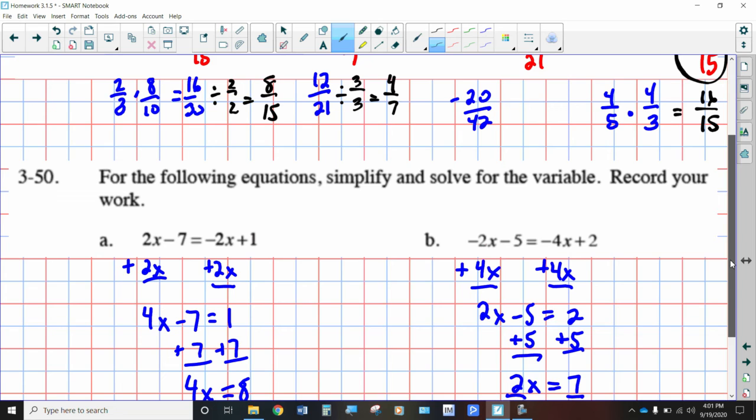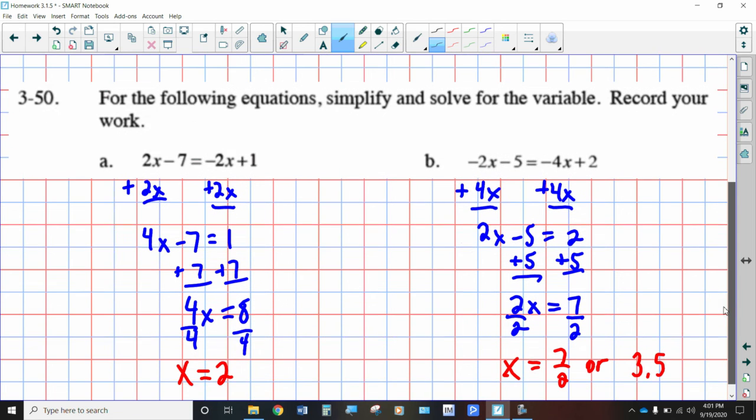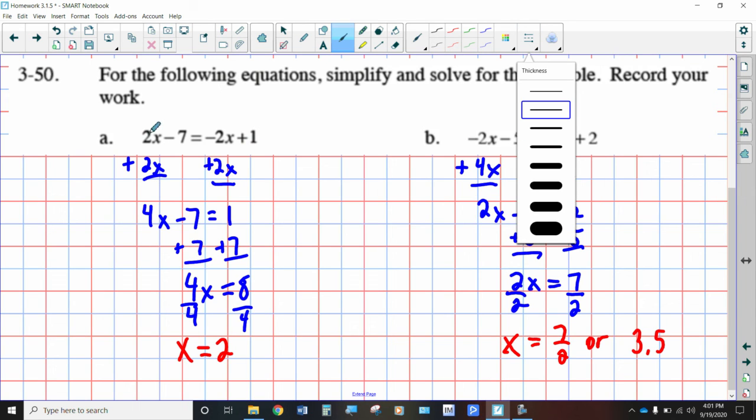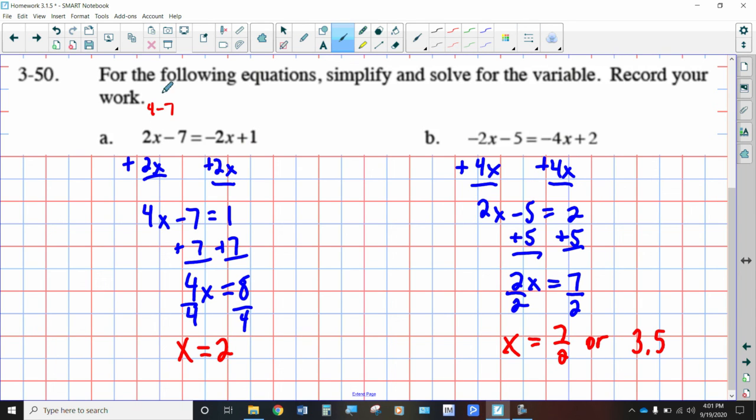And then the last 2 problems, being able to solve the equations. Take a look at my work. Here, I would collect my x's on the left side, collect my numbers on the right, and then divide at the end to get x is equal to 2. And it's always a good idea to check it to make sure that that is correct. So 2 times 2 is 4, and 4 minus 7 is -3. Here you get -2 times 2 is -4, and -4 plus 1 is -3. So yes, they balance out. That means we feel confident that is the correct answer.